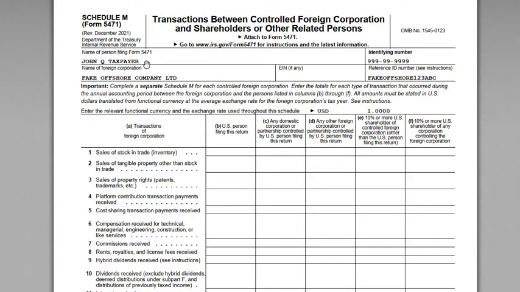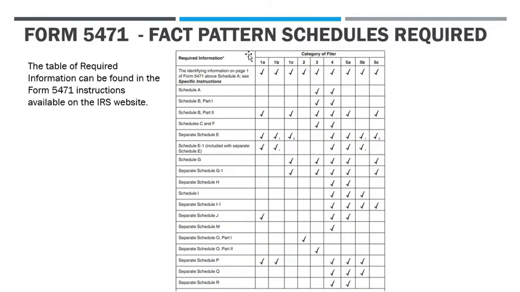So Schedule M, so who needs to file this? Again, in our case, we are filing it, but if we go back to our required information table within the form instructions, if we go down here to separate Schedule M, we can see that Schedule M is only required in one context. So it's required for Cat 4 filers. So if you find that your U.S. person is one of these other categories and they're not a Cat 4 filer, then you don't have to do Schedule M, right? You can leave that blank.